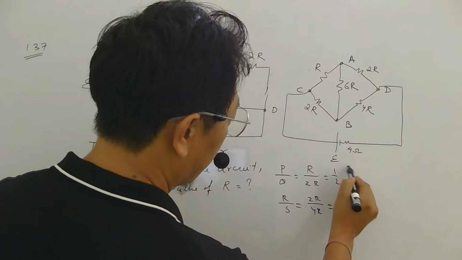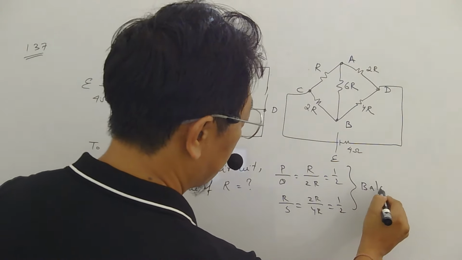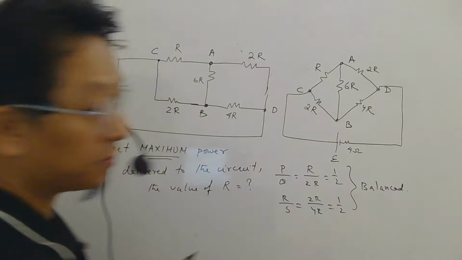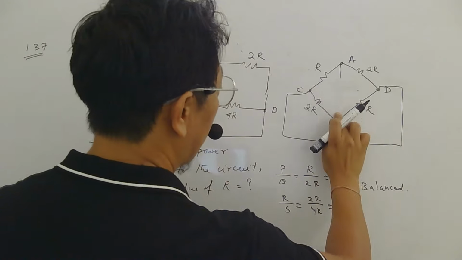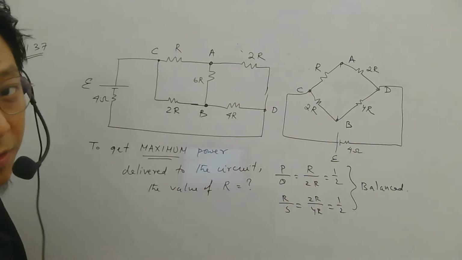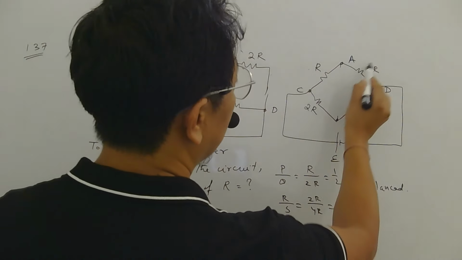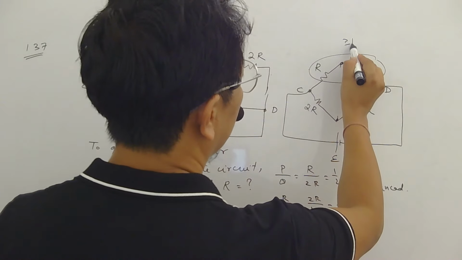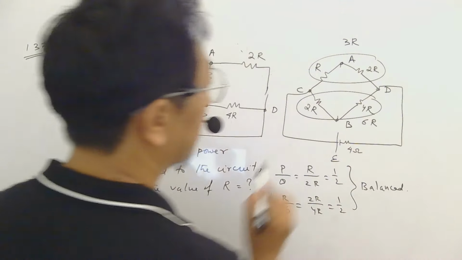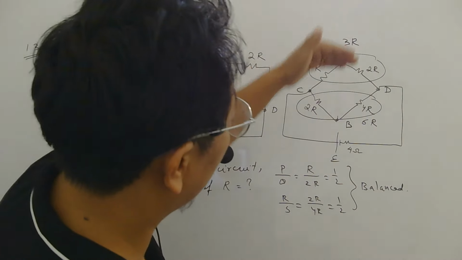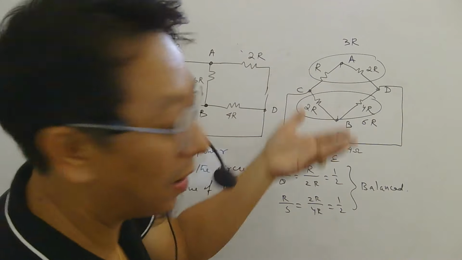That is also half. So the circuit is balanced. And if it is balanced, no current will flow in the middle branch, so that will be useless. So now this resistance will be 3R in series, and this will be 6R, isn't it? And that 3R and this 6R are in parallel.